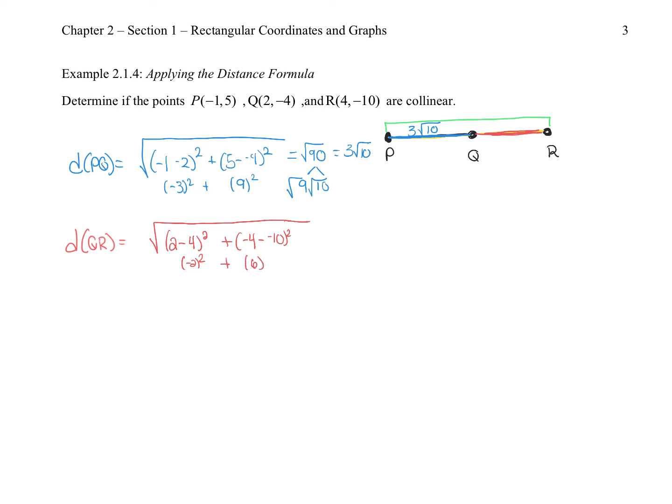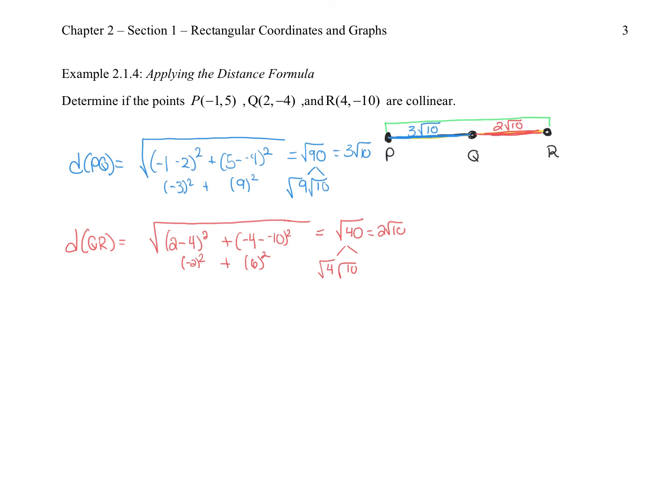Sorry, minus makes a plus. Plus 6 squared. So this is the square root of 40, which 40 is 4 times 10. So this is 2 root 10s. So this distance here is 2 root 10.